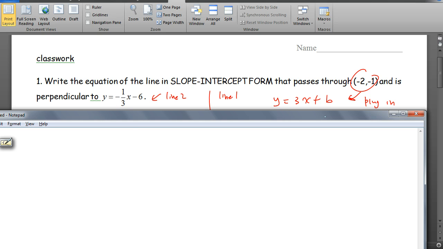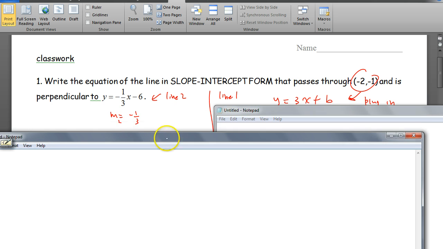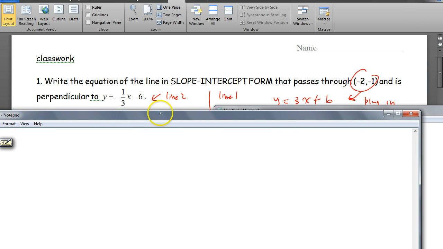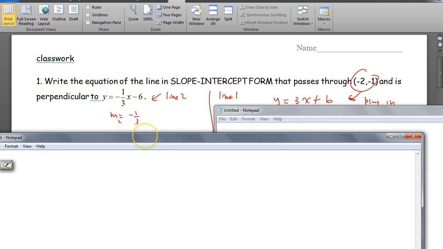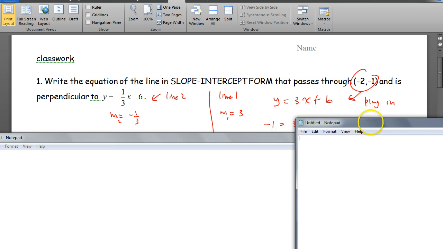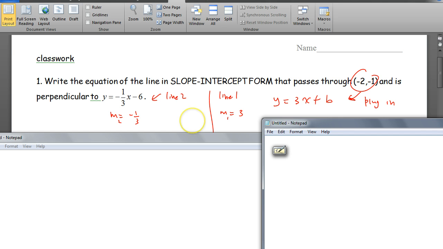So if we look at line 2, what's the slope of line 2? The slope of line 2, the second line, is -1/3. So the slope of our line has to be 3. Right? Is that what you meant? Yeah, because if you multiply the slopes together, you get -1.